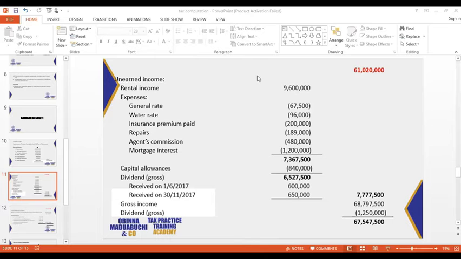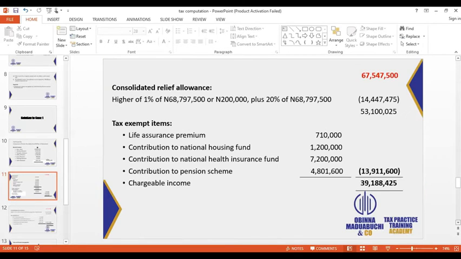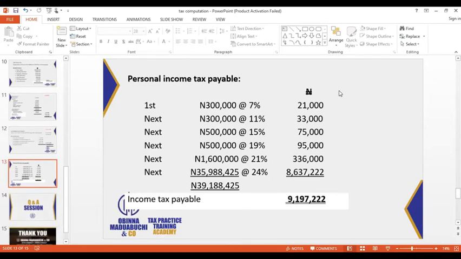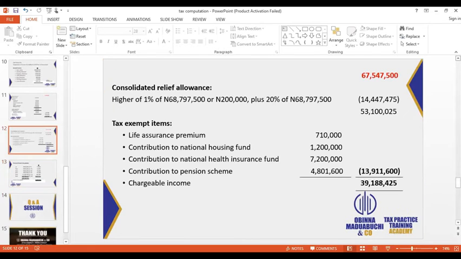Okay, so now we have this scenario. In this case, we are not using the Finance Act of 2020. We are looking at the Pre-Finance Act. So in this case, what will be our CRA, our consolidated relief allowance? We need to know what that will be.